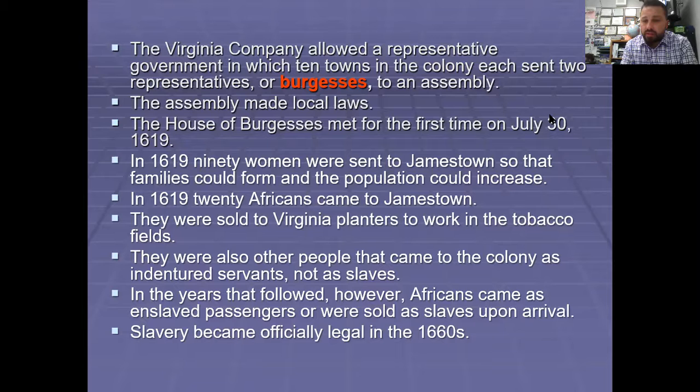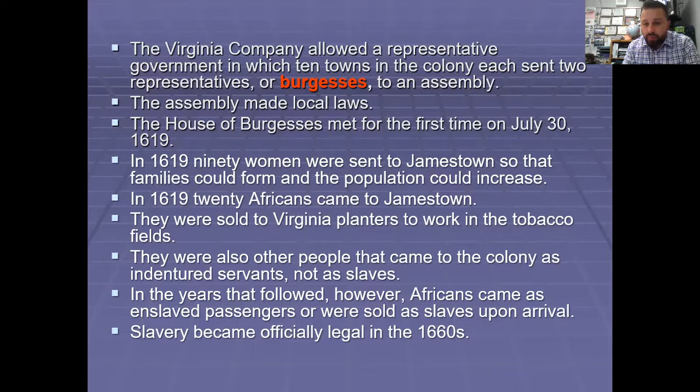From 1607 to 1619, it was just young men and other people there seeking their fortune, whether it was looking for gold or silver or later, starting tobacco farms. 1619 is also the first year where Africans are sent to Jamestown. According to the ledgers, 20 Africans came to Jamestown, and they were sold to Virginia planters to work in the tobacco fields. So this is the first example of slavery that takes place as well.